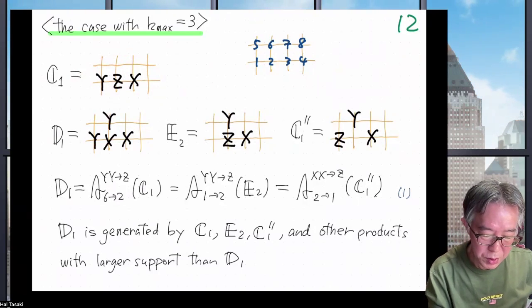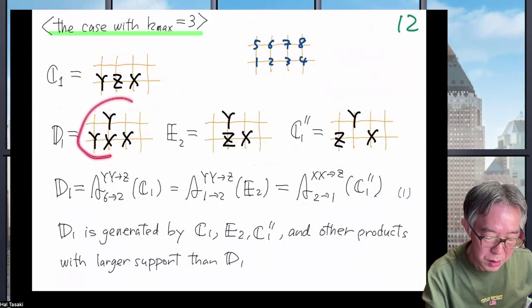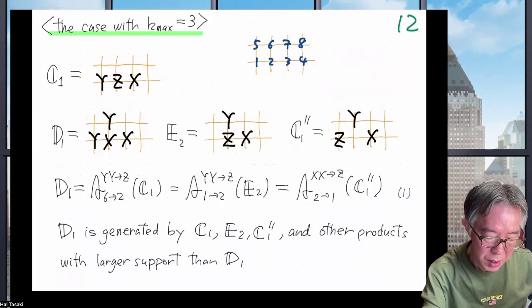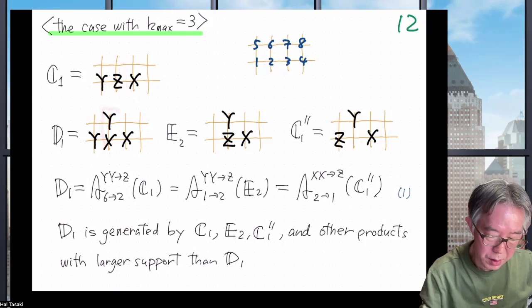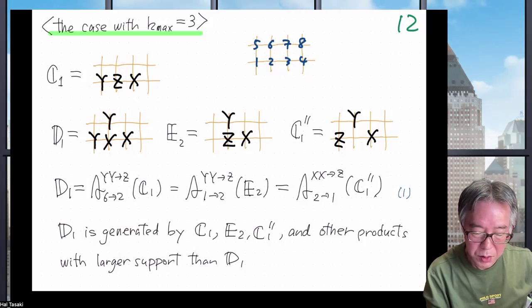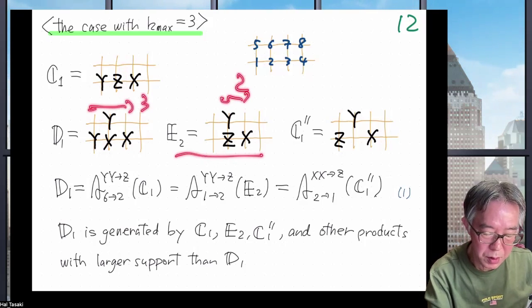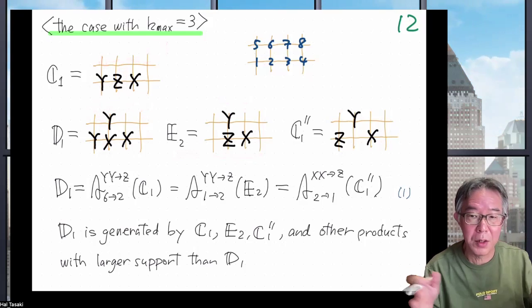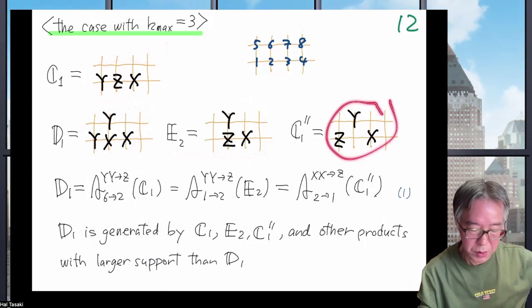For this purpose, we define these products here. This one is really basic. If you append YY here, then this becomes this, and this is E2. This has only width 2, while this still has width 3. So this is different from the B's that we considered. It has larger widths, but this has the same widths, and also we consider this.